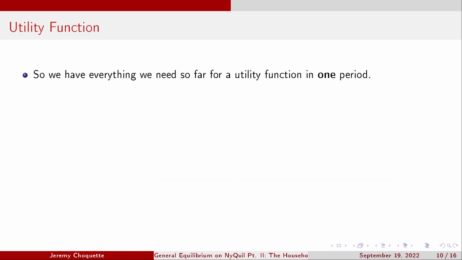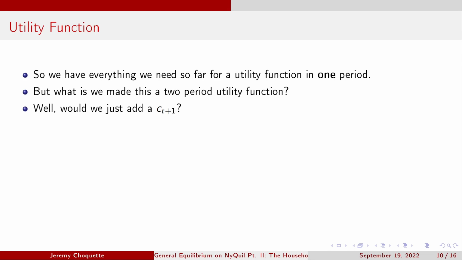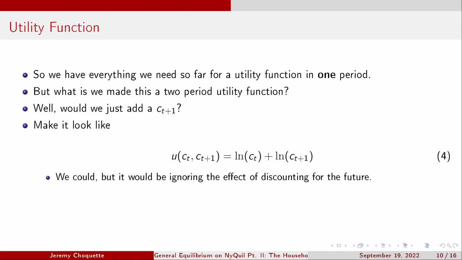Now, this is pretty much everything we need so far for a utility function in just one period. But what if we made this a 2-period utility function? Would we just add a CT plus 1? Maybe make it look like this? Sure, why not? I've got utility today, ln of CT, plus utility tomorrow, ln of CT plus 1. But are you as concerned about tomorrow as you are today?